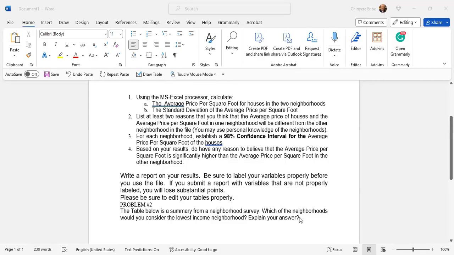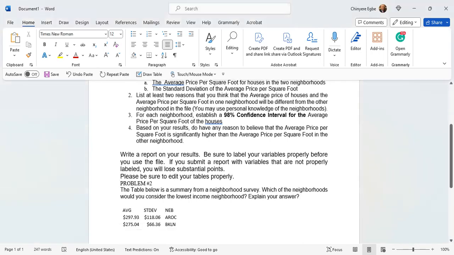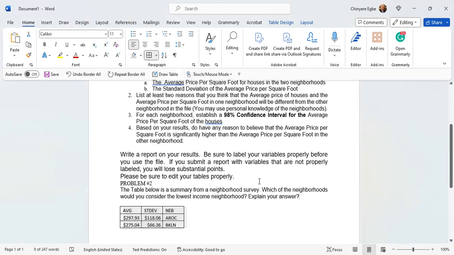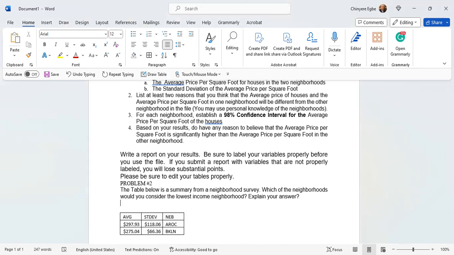Okay. So now we have the information that we need for a confidence interval.